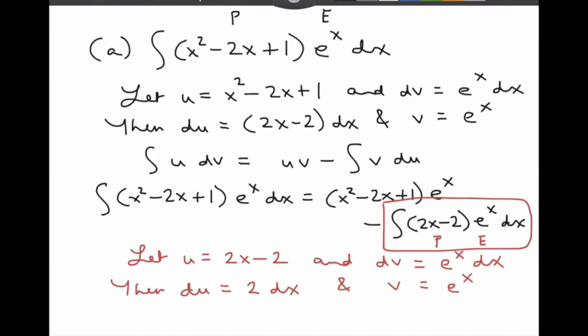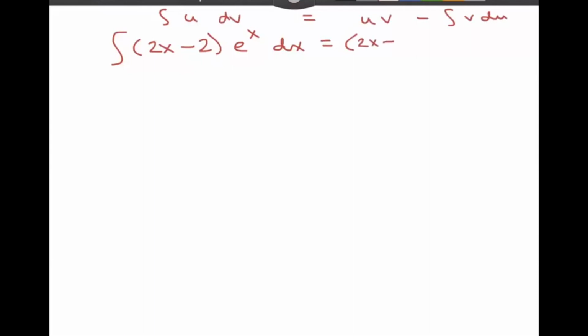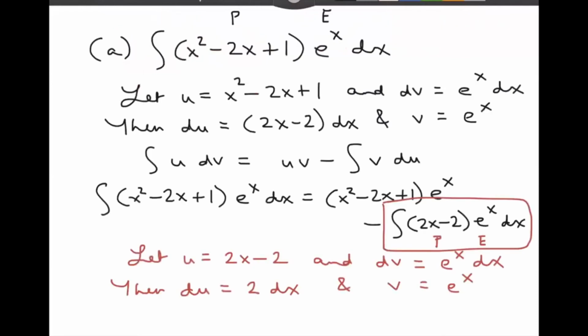All right, now let me just see. Oh, good. I left another page there. I was thinking ahead. Okay, so let's go to this new page. So we're working on the integral of 2x minus 2 times e to the x dx, which is my integral u dv. So we have uv minus the integral of v du. uv is going to be 2x minus 2 times e to the x. And then the integral of v du is going to be 2 times e to the x dx.